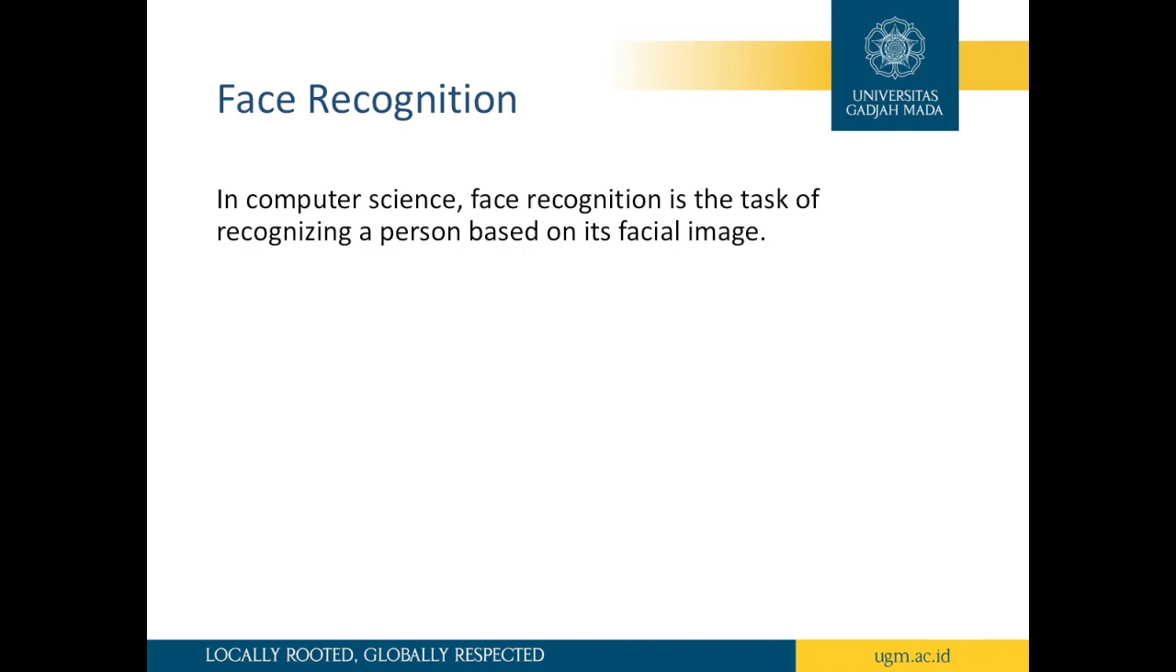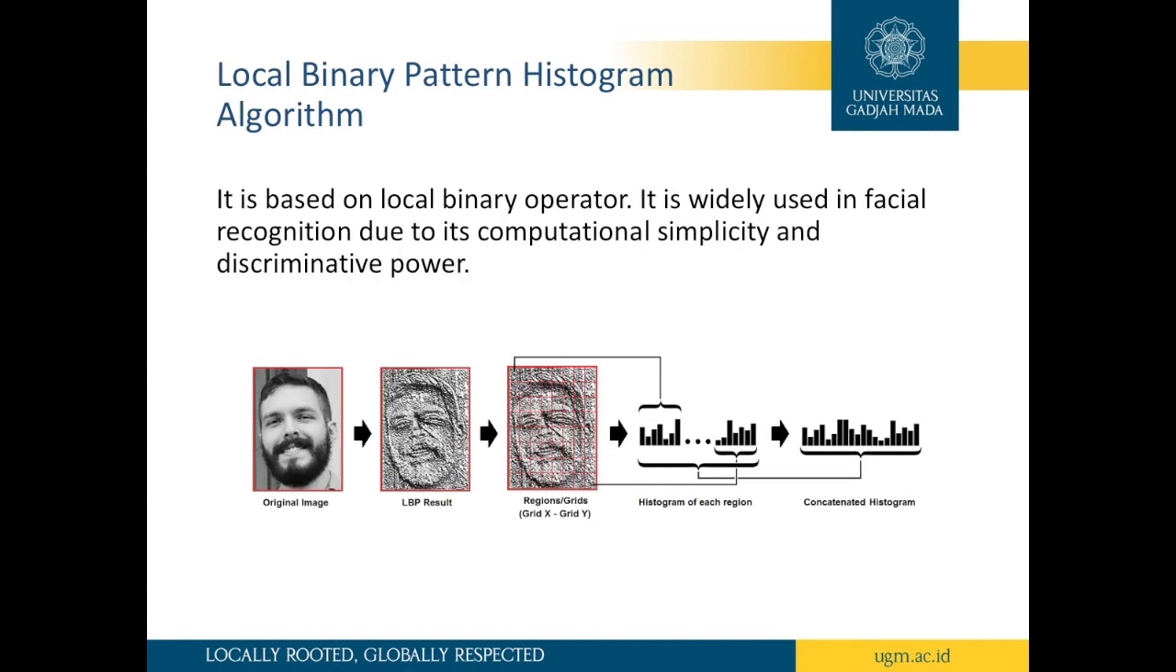In identifying someone's race, we obviously can use the face recognition method. So in computer science, face recognition is the task of recognizing a person based on their facial image. Its algorithm is responsible for finding characteristics which best describe the image. And in this case, for this program, it would be identifying someone's race based on their facial features and skin color, etc.